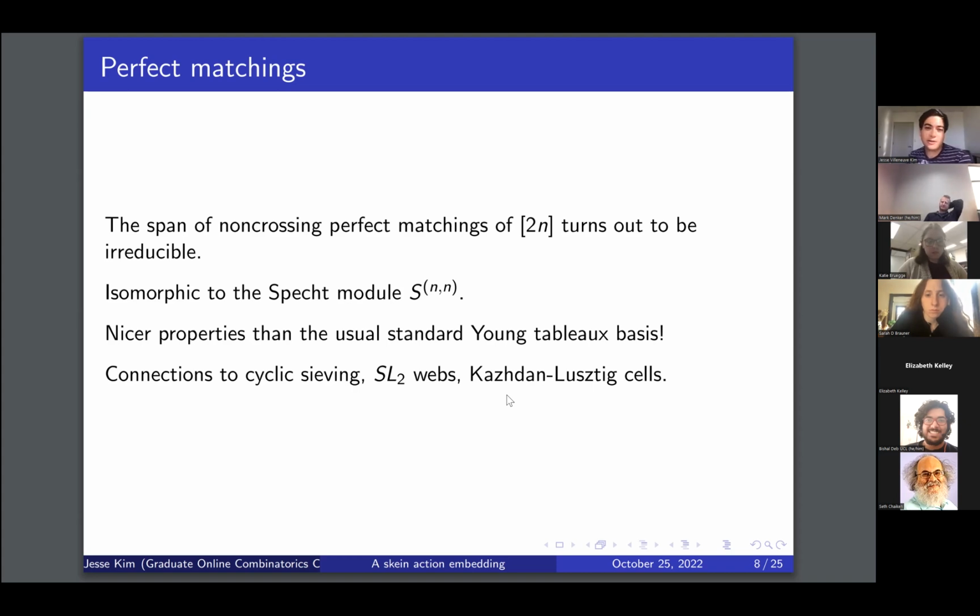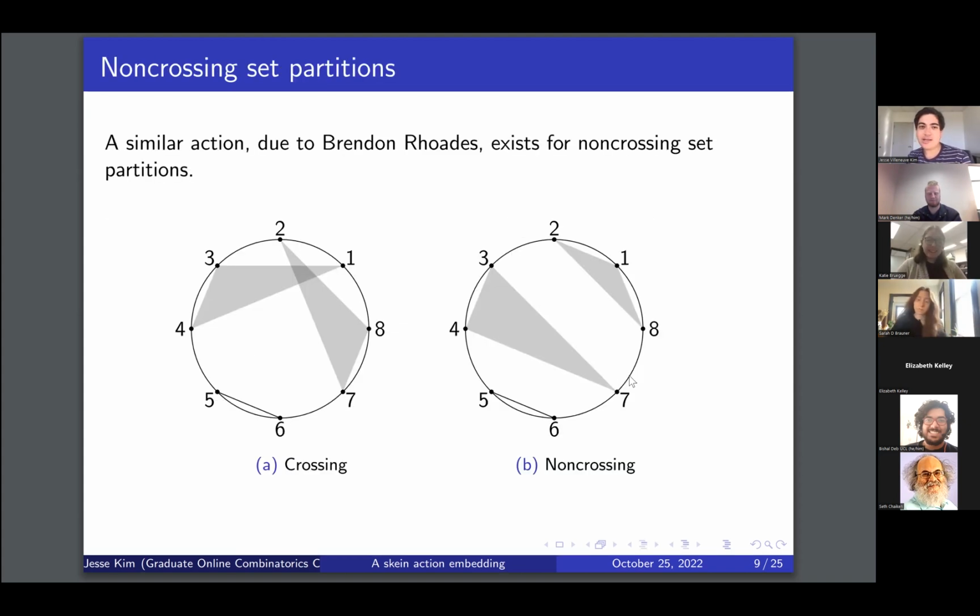All right. So that's the first action that we're going to be thinking about today. And I can talk more about these topics at the end if there's time. The second action we're going to be thinking about today is similar, but it's an action on non-crossing set partitions instead of matchings.